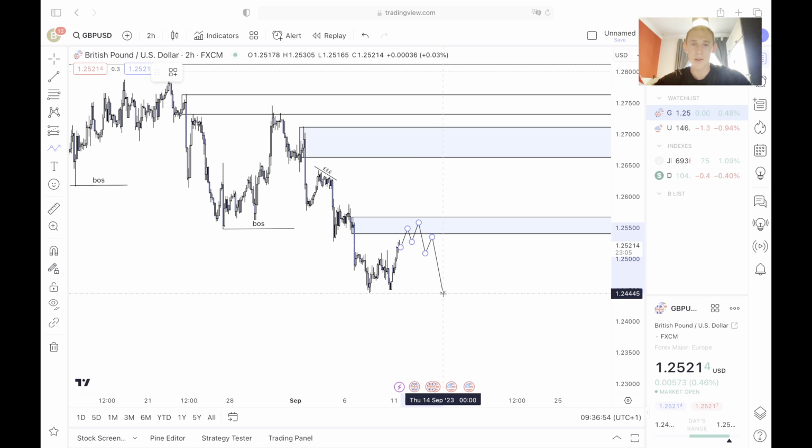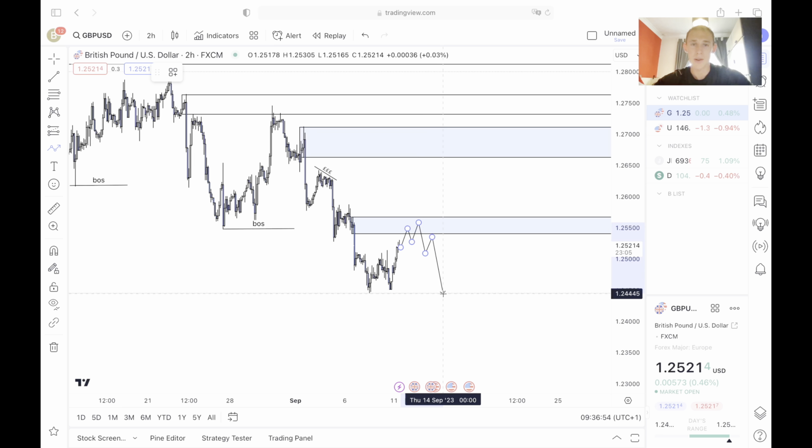So what we want to see news wise is for the CPI to come out, so we want the inflation to come out higher than expected, because that would insinuate that the Fed is likely to raise interest rates once again, which is obviously bullish for the dollar because it attracts that foreign investment essentially. So that is my analysis for this week.